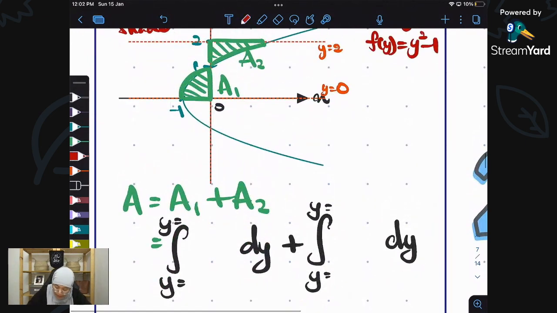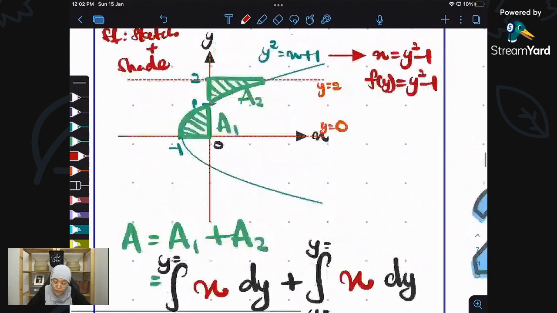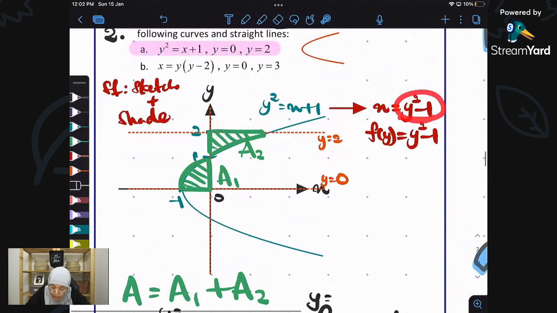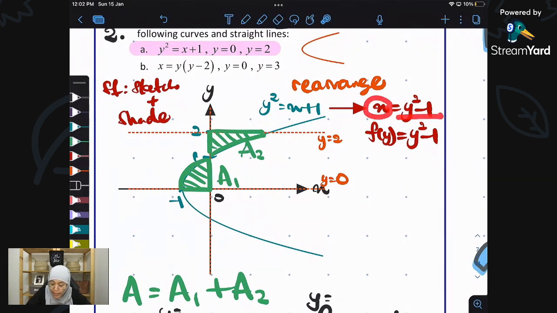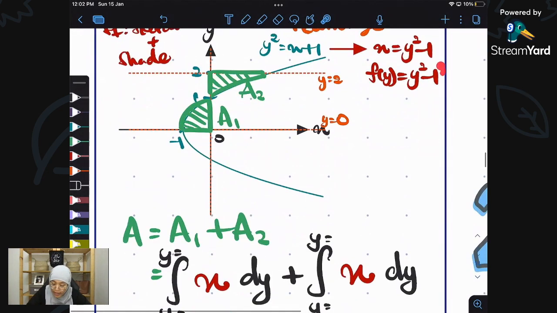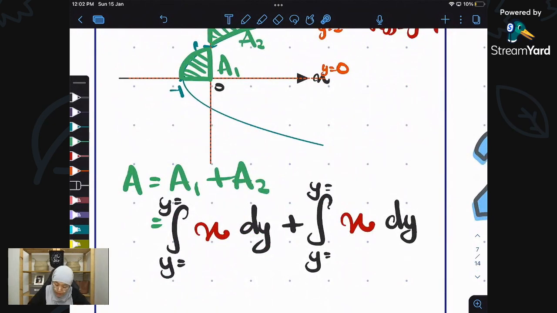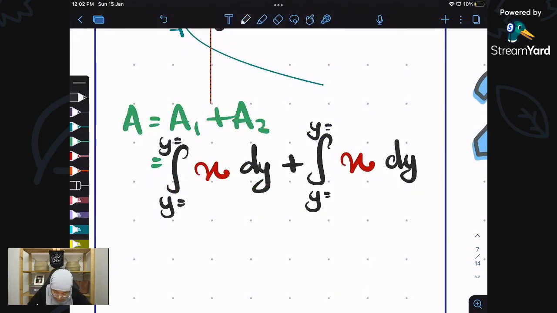And then dalam ni akan jadi the x function. The x function will be in terms of y. So saya rearrange. I rearrange my function supaya saya jadikan x sebagai subjek. Saya dapatlah y squared minus 1 so that I can bring this y squared minus 1 inside of my integral. Okay? I hope it's very clear now. And then saya selesaikan dia.